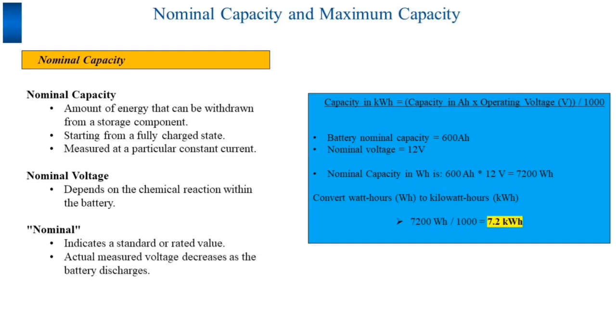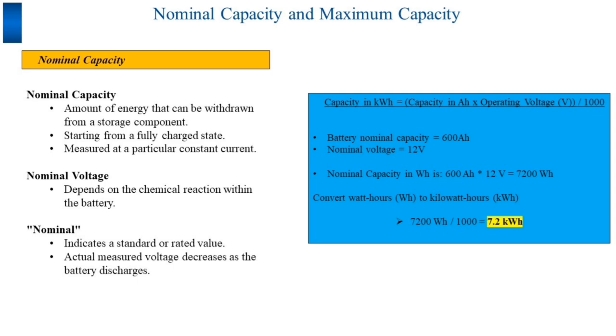So the nominal capacity is also known as rated capacity, which refers to the amount of energy that can be withdrawn from a fully charged battery at a particular constant current. And it is an essential specification for understanding the energy storage capability of any battery.